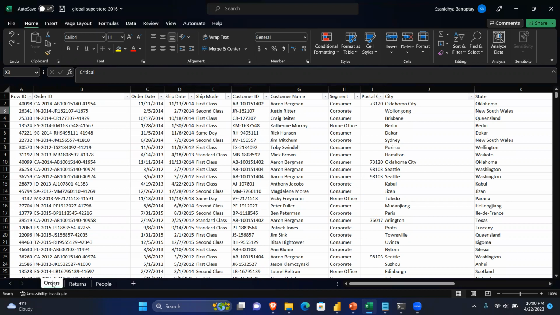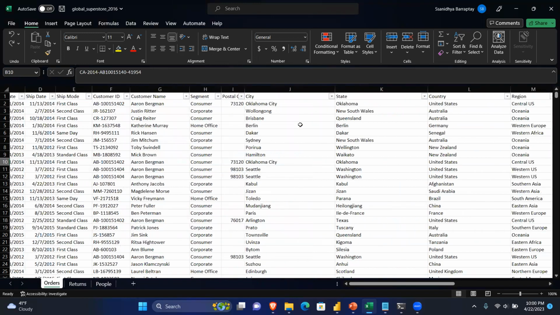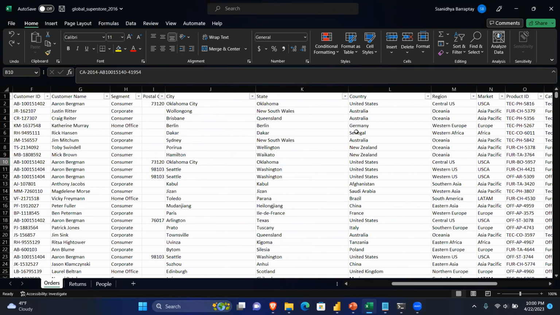First is the orders sheet. In the orders sheet we have details like the order ID, order date, and the shipping date, the date at which the product was shipped. We have the ship mode, and we also have the customer details like the customer ID and customer name. We have the shipping details as well, which include the city, state, country, and the region in which the product was shipped. If you notice here, we have a postal code column which has a lot of null values.